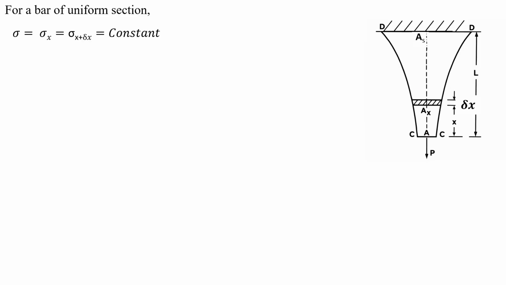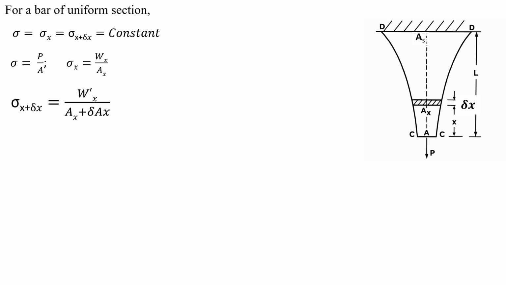We know that for a bar of uniform strength, stress at every section is constant. So, the stress at the free end, sigma, is equal to the stress at the lower end of the elementary section, sigma x, which is equal to the stress at the upper end of the elementary section, sigma x plus dou x, and it is constant. The stress at the free end, sigma, is equal to the force on the free end divided by the cross-sectional area of the free end, that is, sigma equals P by A.